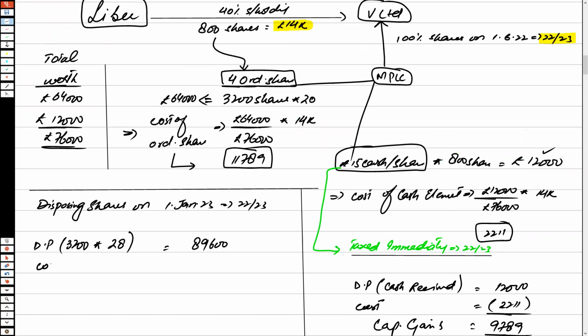89,600 is calculated. Cost of the ordinary shares, we have already calculated, is 11789. After deducting this, the gain amount is simply calculated as 77811.